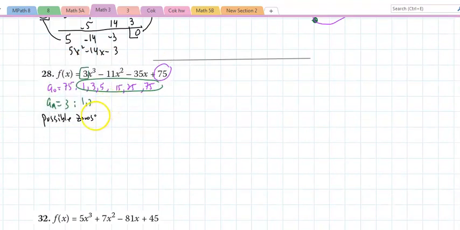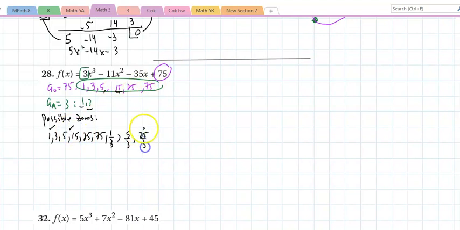So possible zeros would be what? All the factors, all the purple divided by 1. That's 1, 3, 5, 15, 25, and 75. And all of these factors divided by 3. Wouldn't that make it 1 over 3? 3 over 3 is already there. 5 over 3. 15 over 3 is 5. It's right there. 25 over 3. And 75 over 3 is 25. So those are plus or minus the possible rational zeros.